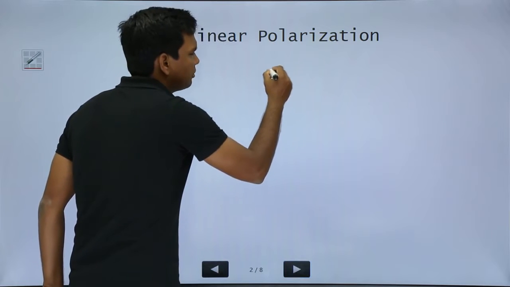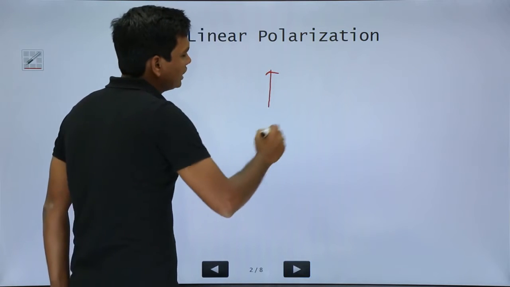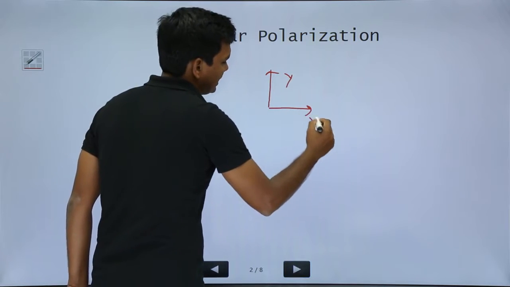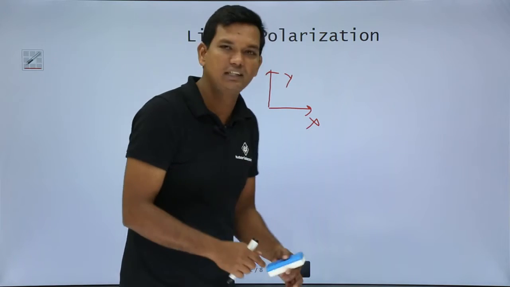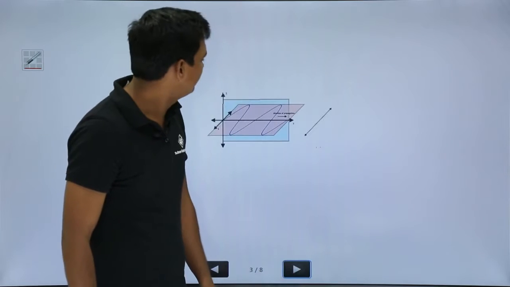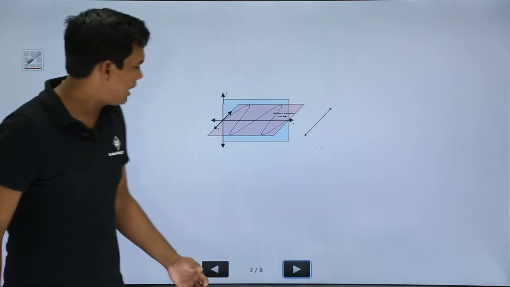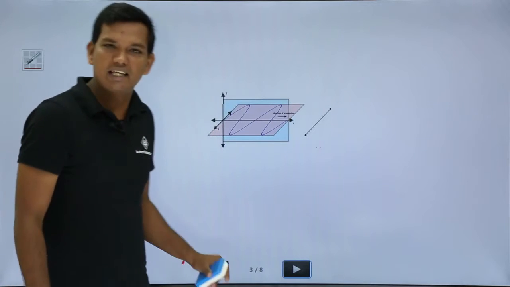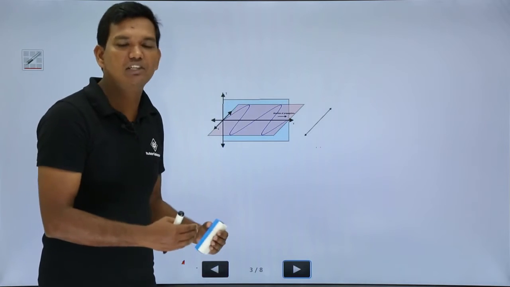Let us talk about the electric field only. Either your electric field is varying along, let us say, the y axis, or it is varying along the x axis, right? Let us understand this by a figure. If you observe here, there is an E field varying along the x axis, so the variation of the electric field is along the x axis.